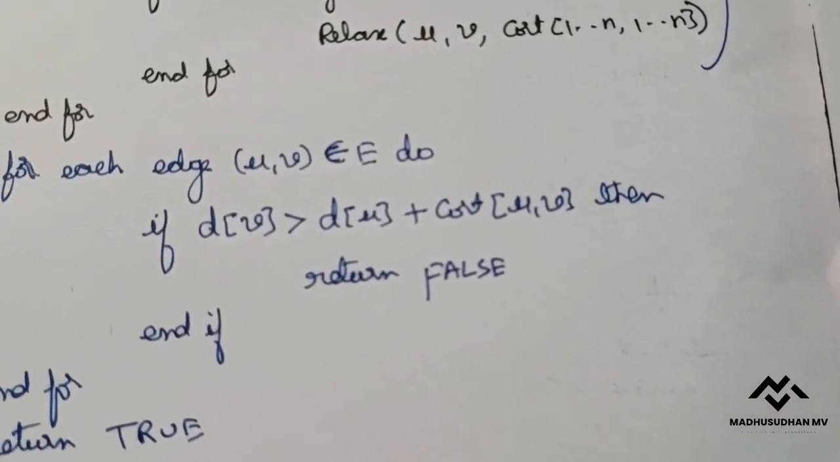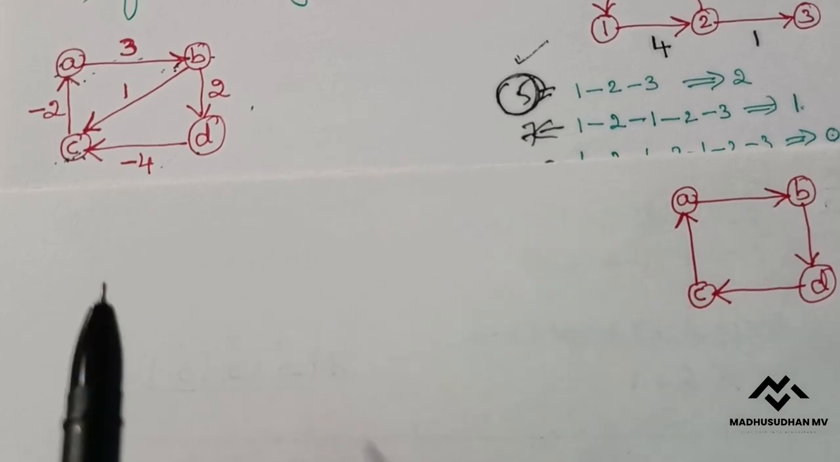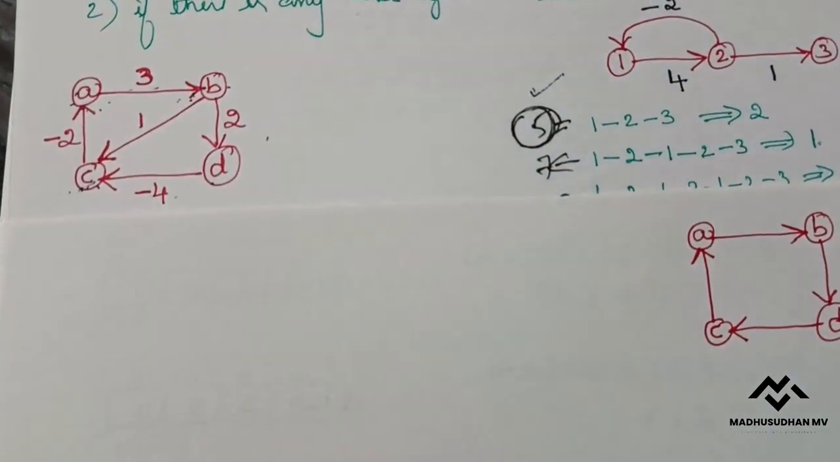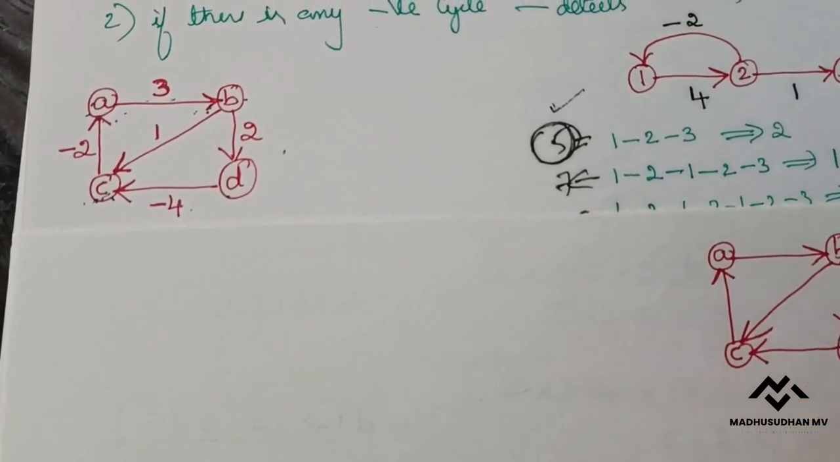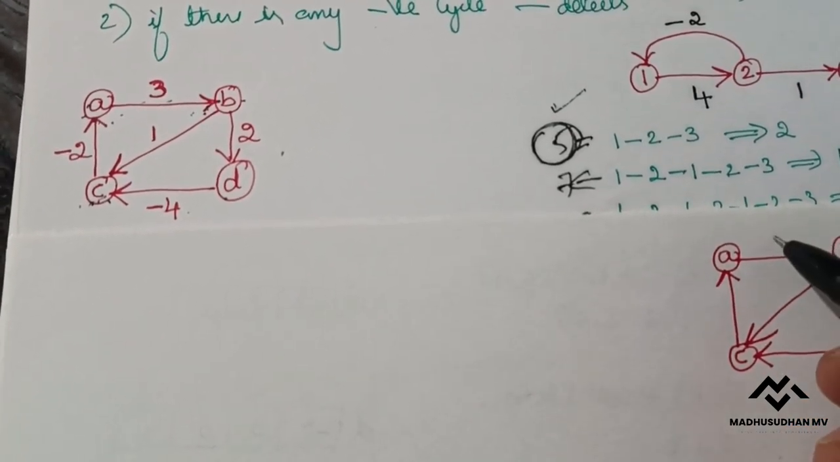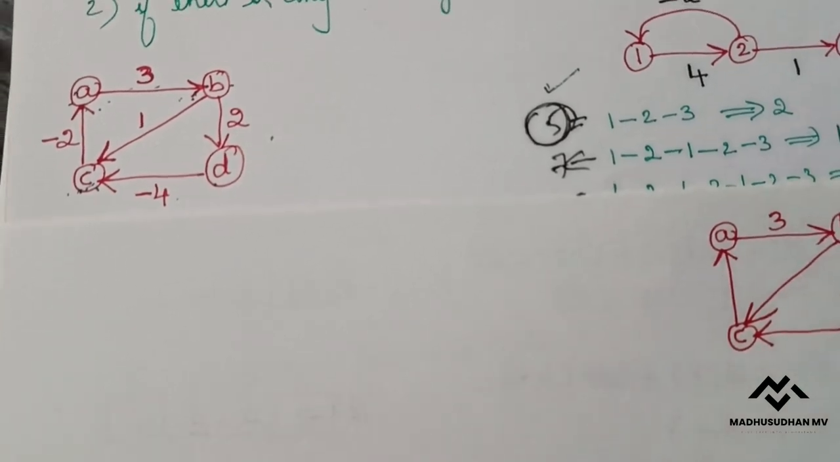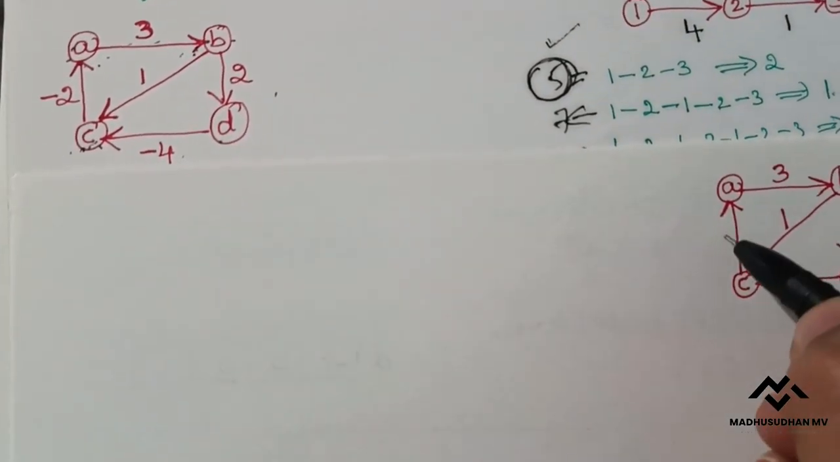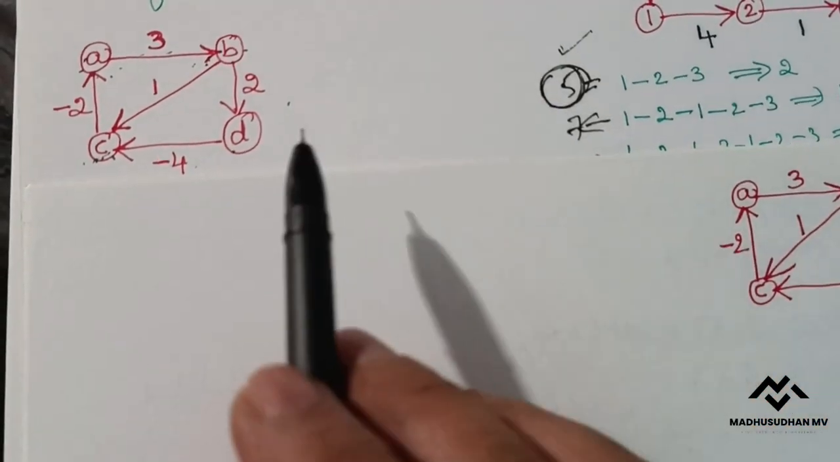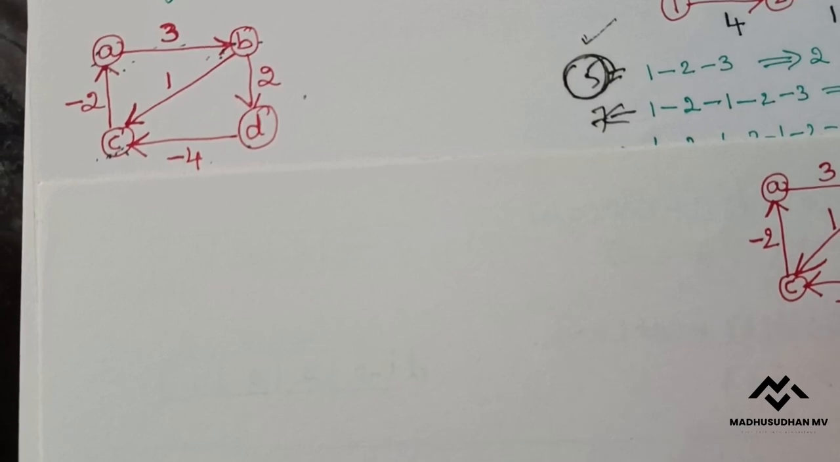Now let us check for positive cycle. Same graph I'm taking, I'm writing the same graph. This is also 3, this is also 2, this is also 1, this is also minus 2. But here I took minus 4, and instead of that I will now take minus 2.